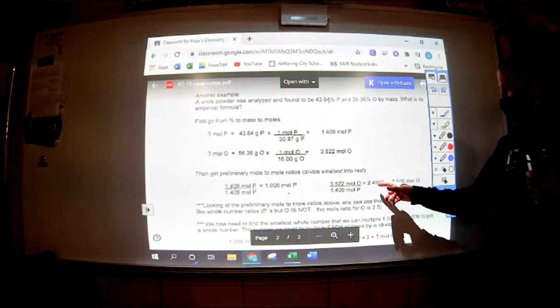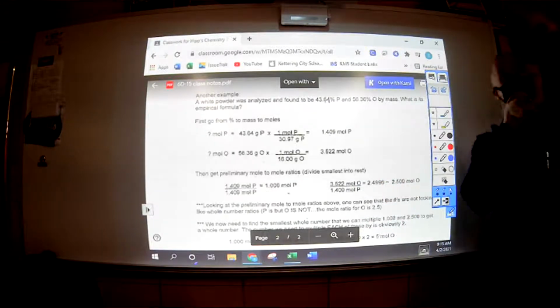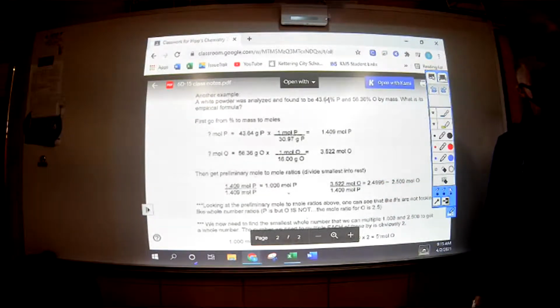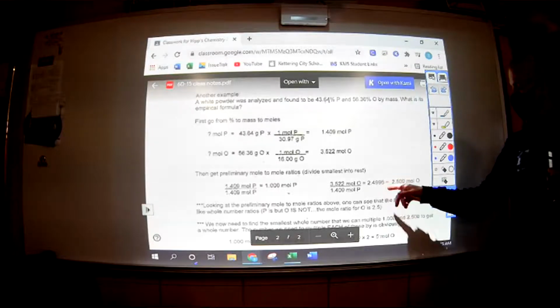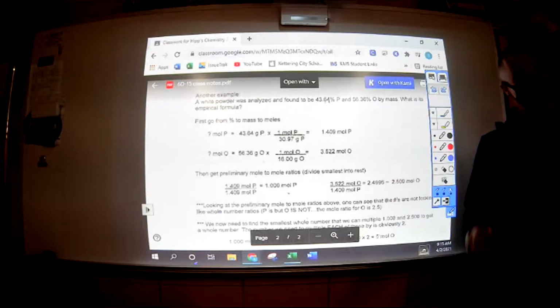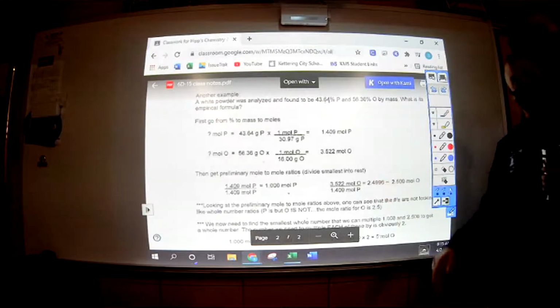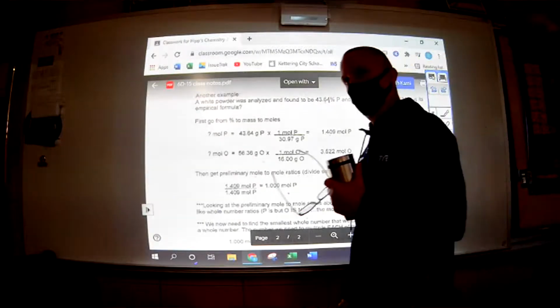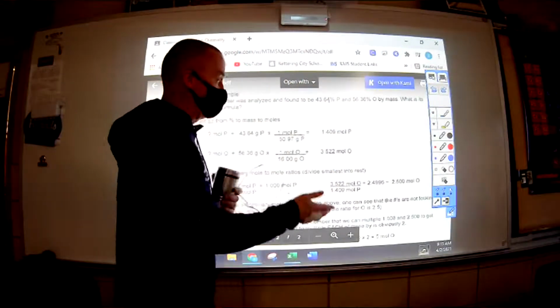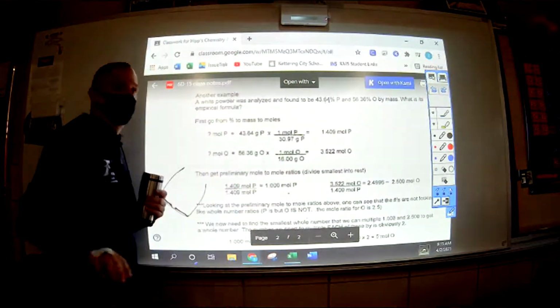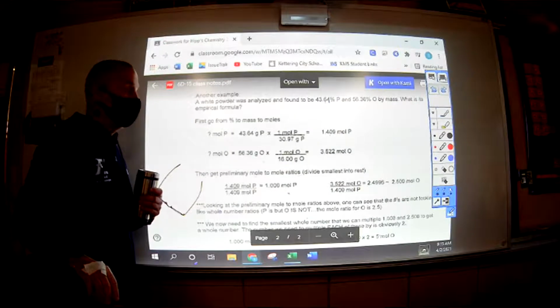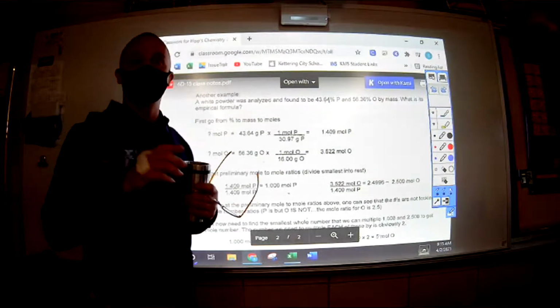Is 2.4996 very close to 3? No. Is 2.4996 very close to 2? No. 2.4996 is very close to 2.5. When we find the mole ratios, we did not end up with whole numbers. When you don't end up with whole numbers, you have another step.